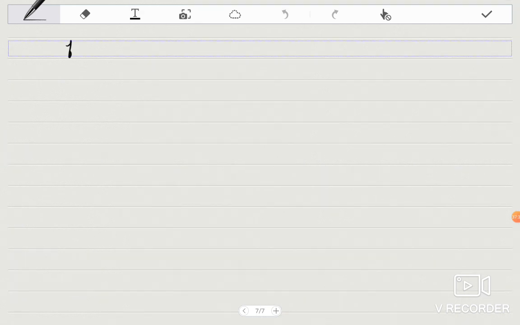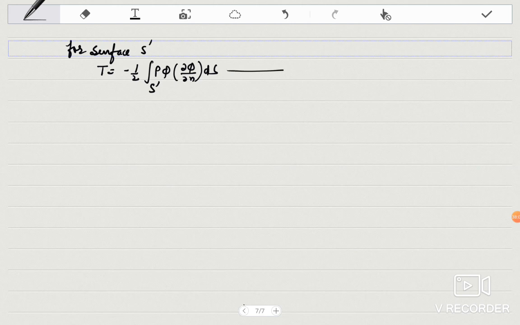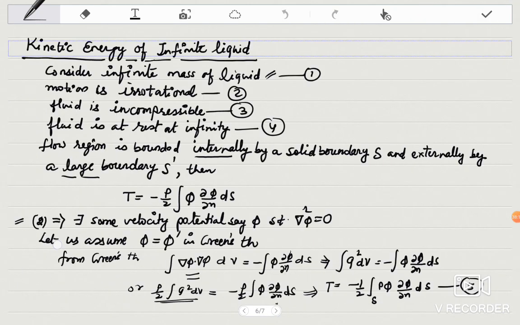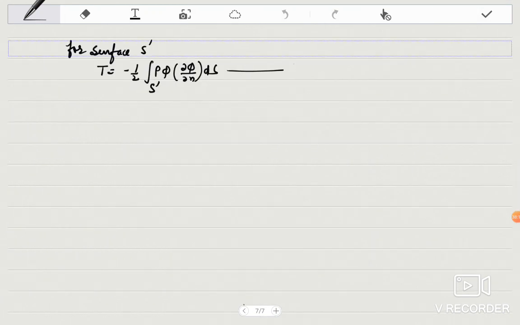That will be, for surface S dash, we will have T is equal to minus half of rho phi delta n ds for S dash. I think that was 5. So it is 6.